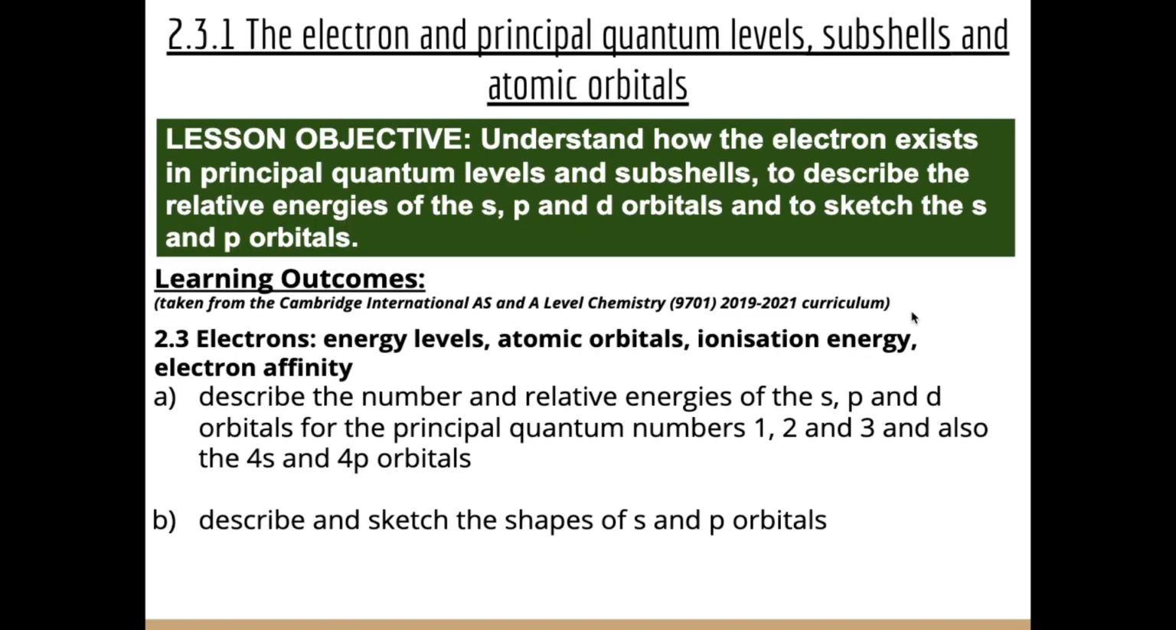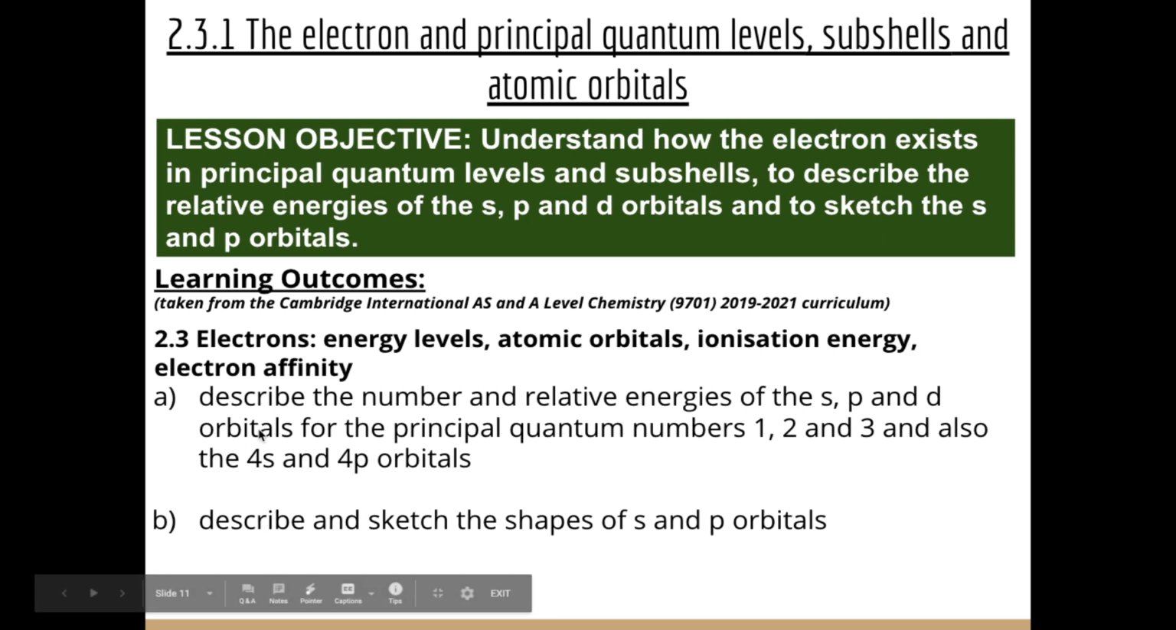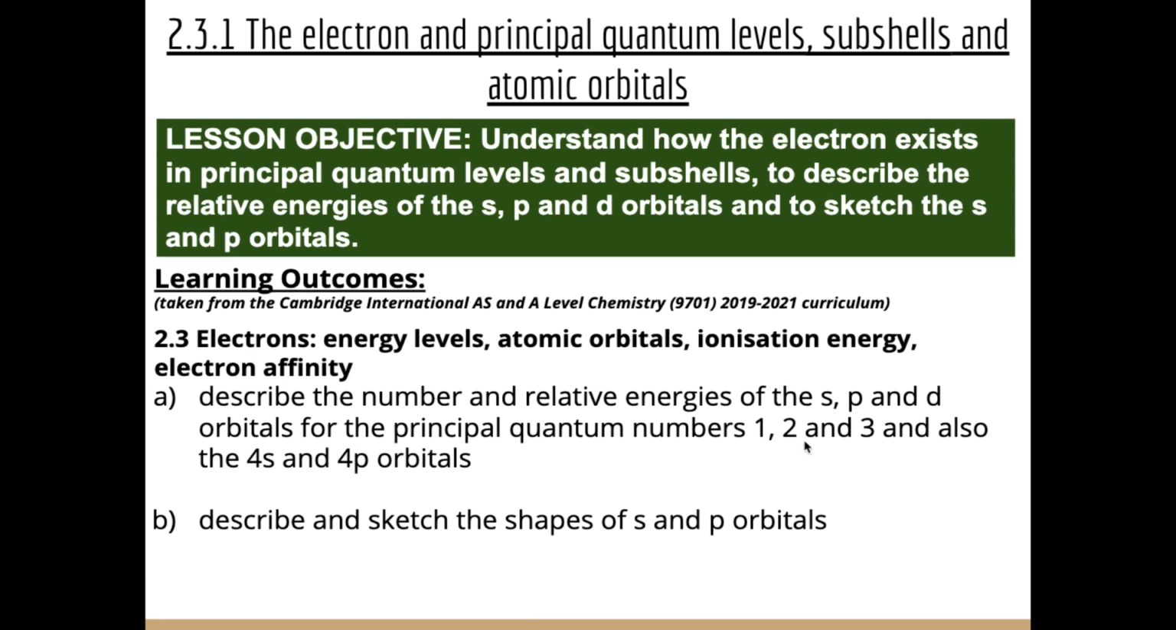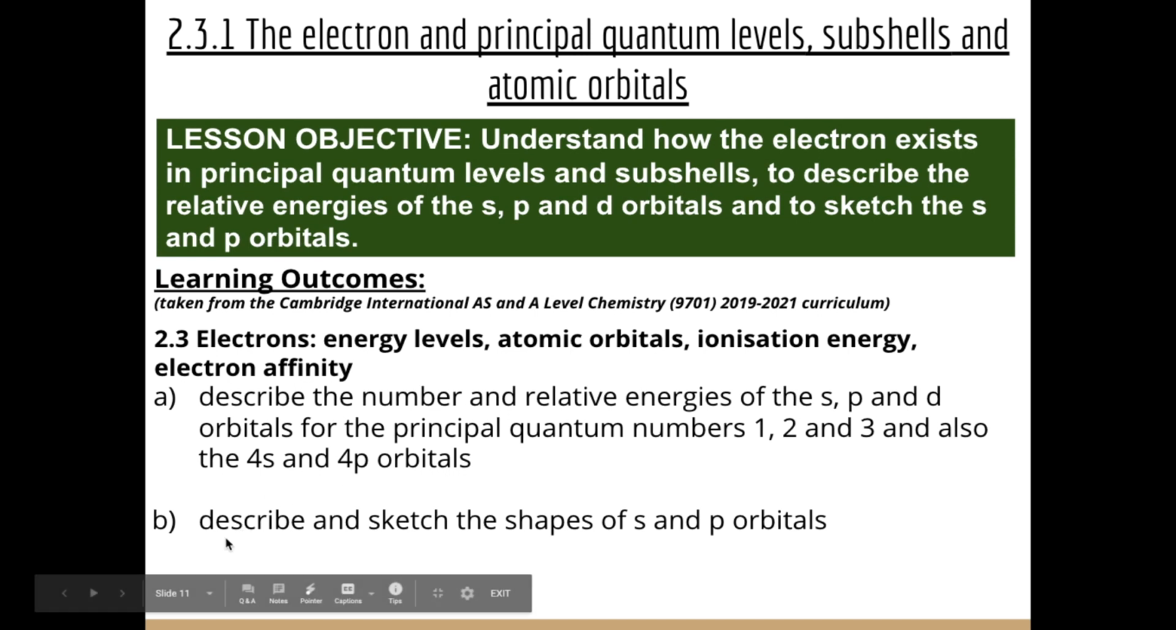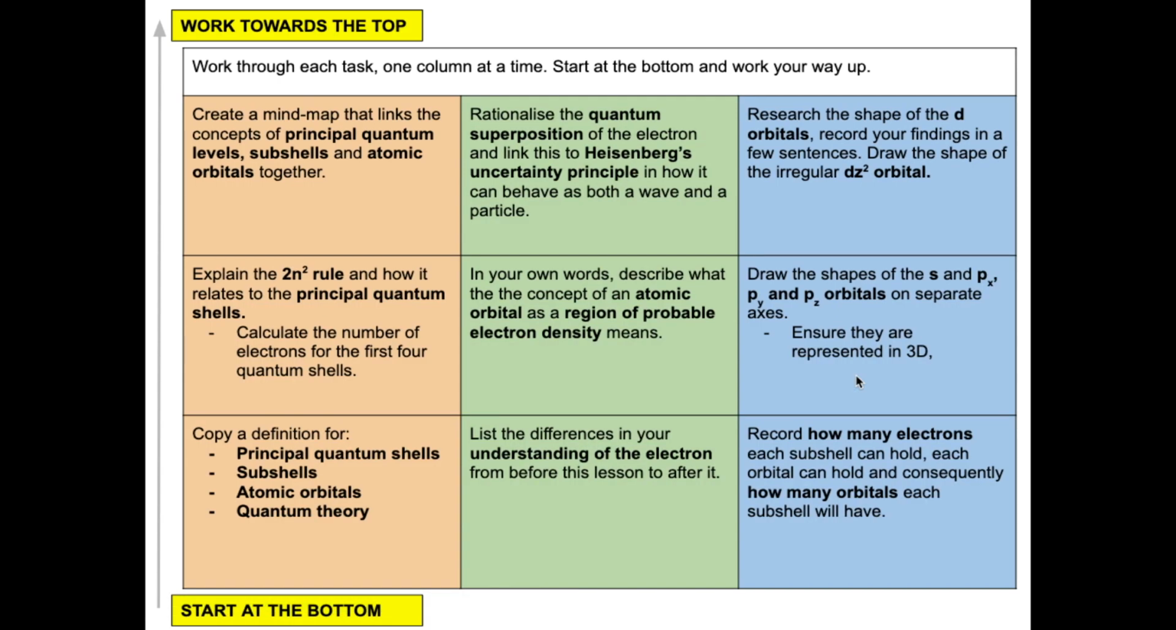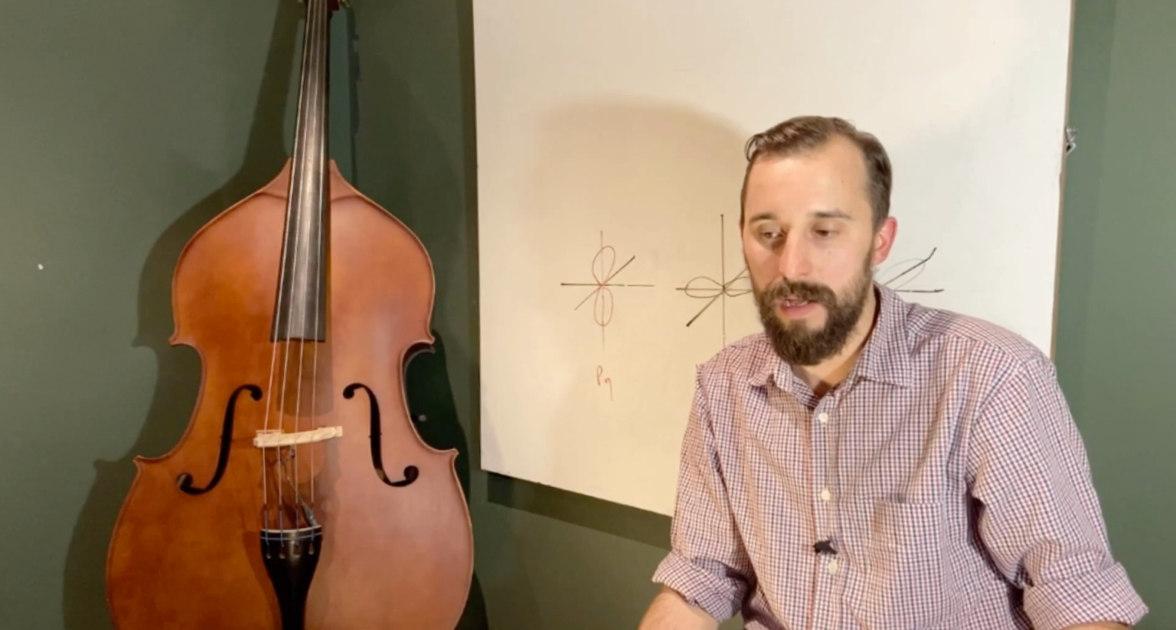Okay, and that concludes the lesson. What have we done? We have described the number and relative energies of the s, p, and d orbitals for the principal quantum numbers 1, 2, and 3, and also the 4s and 4p orbitals. And we've described and sketched the shapes of the s and the p orbitals. These are the tasks that you can do to consolidate this lesson. Pause and work through those if you so wish.